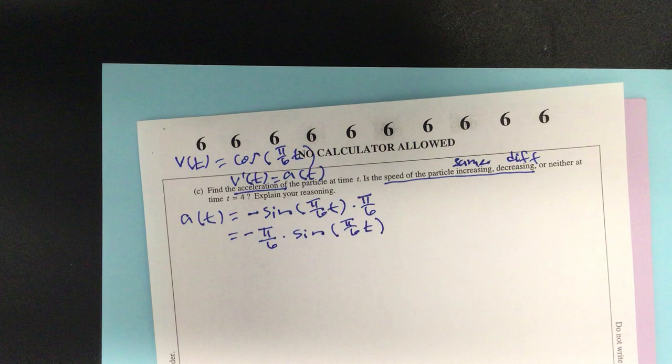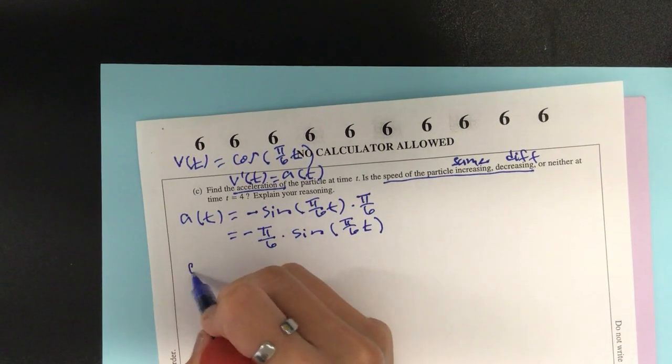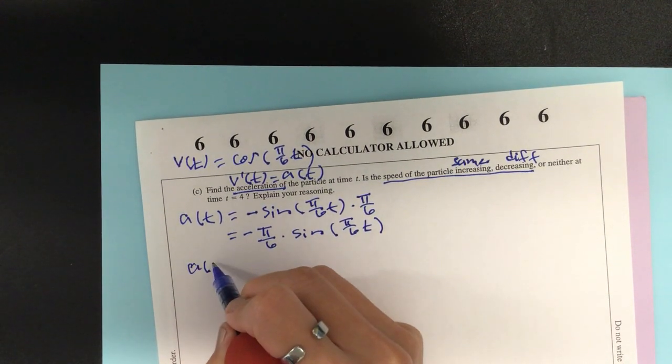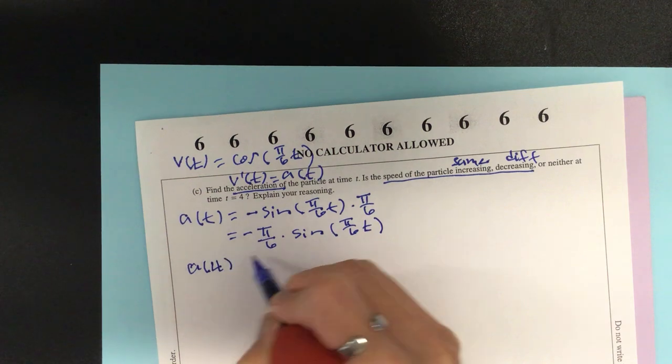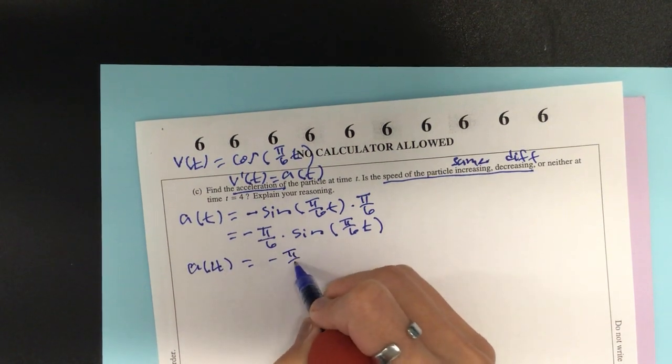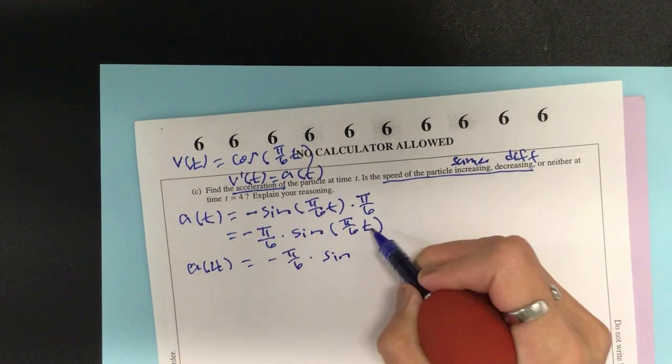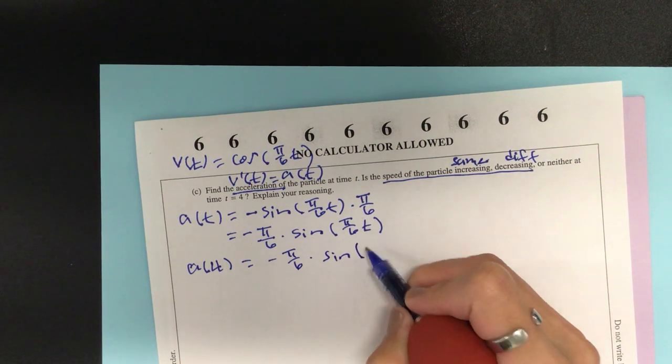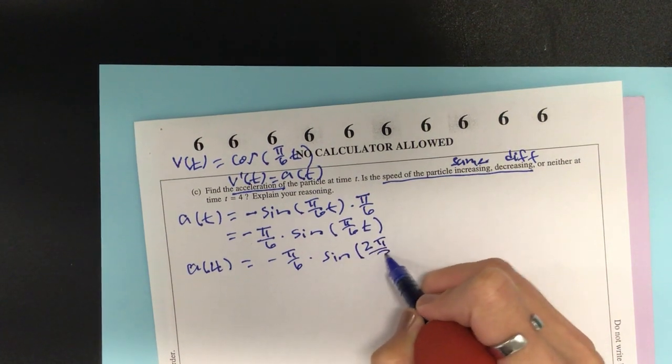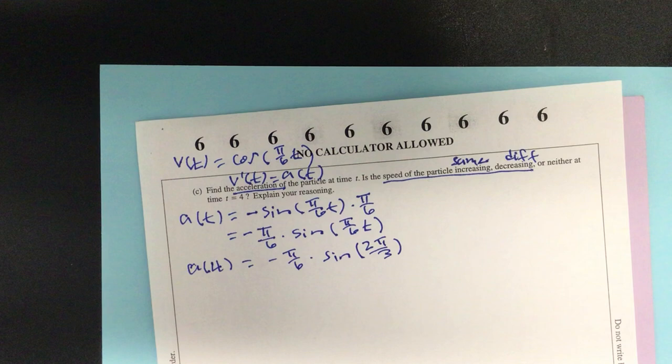And we're plugging in what number it says. A of what? A of 4. So we have negative pi over 6. So when I plug in 4 into this one, that's going to simplify to 2 pi over 3. Is everyone okay with that?